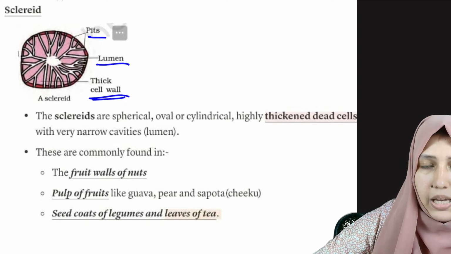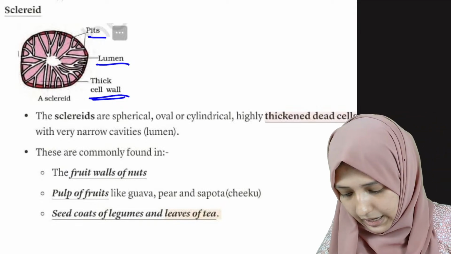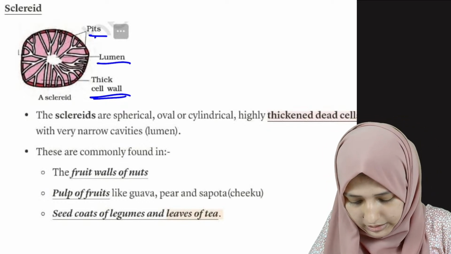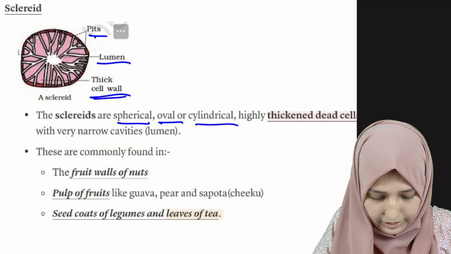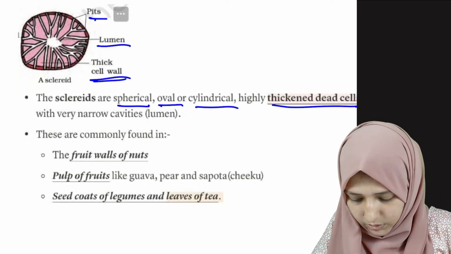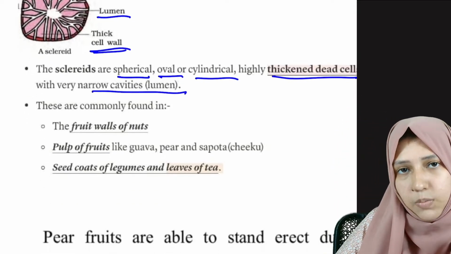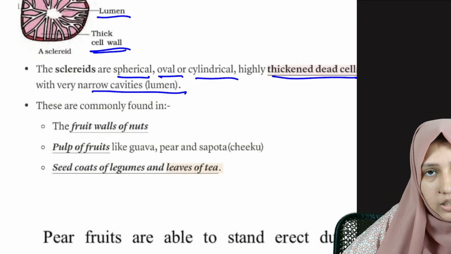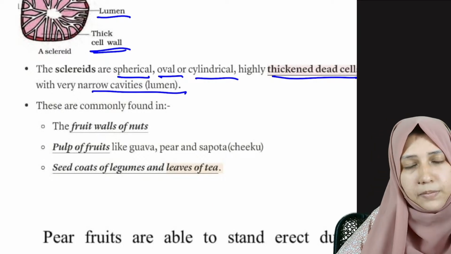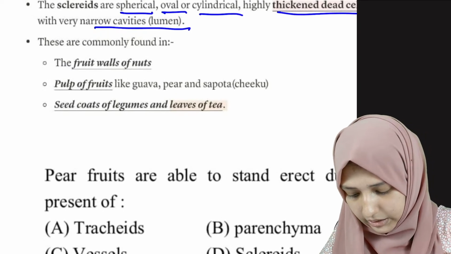Sclerenchyma are of two types and both are dead tissues. They will be having pith, lumen and thick cell wall. The sclereids are spherical, oval, cylindrical, and they will be having highly thickened dead cells and very narrow cavities which are known as lumen. These are not so important from a NEET perspective, these are for your basics. Just remember that there are two types of sclerenchyma cells.